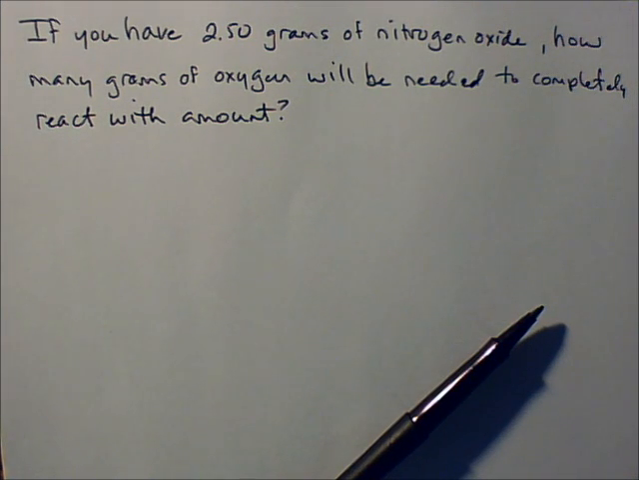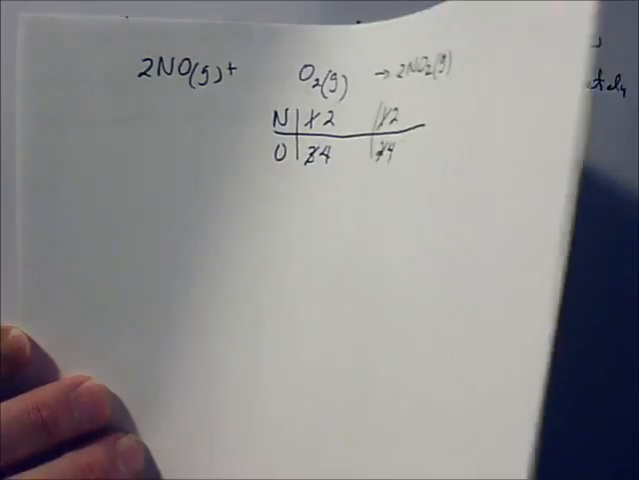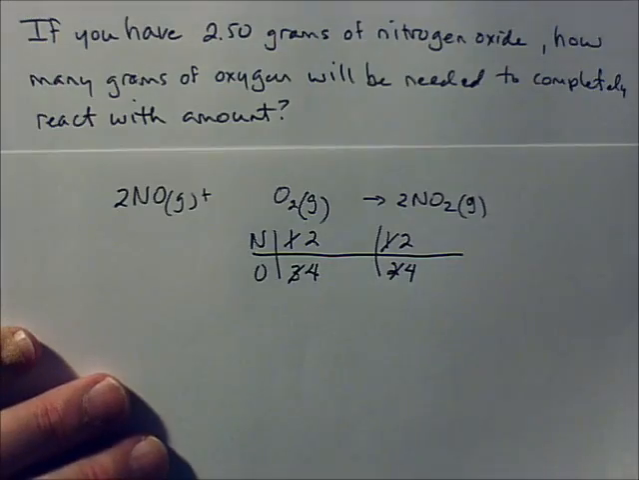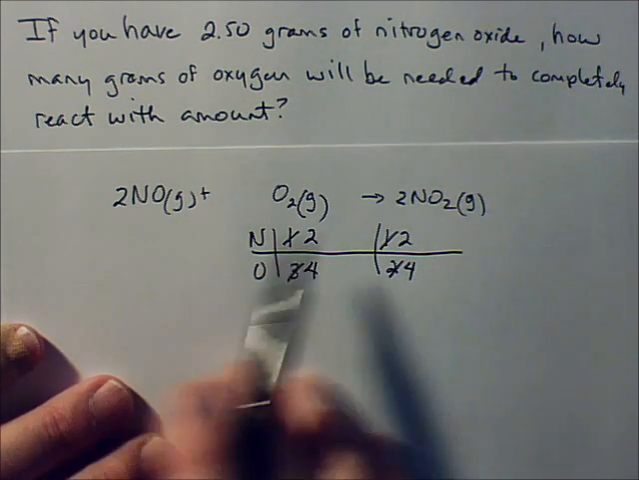All right, so here's the problem we're working with here. If you have 2.50 grams of nitrogen oxide, how many grams of oxygen do we need to completely react with that amount? We just balanced that equation a moment ago. So this is the equation we're talking about right here.